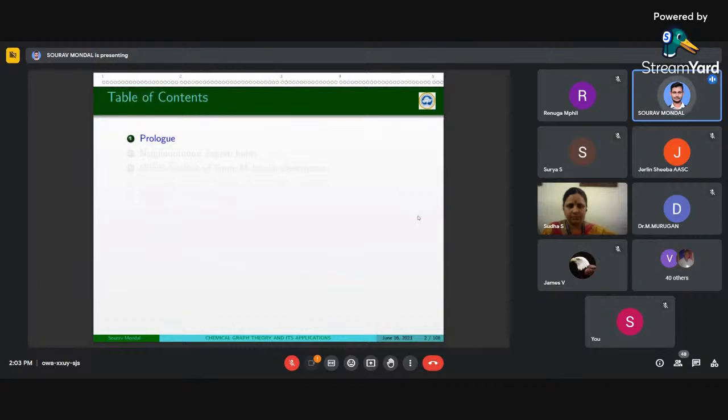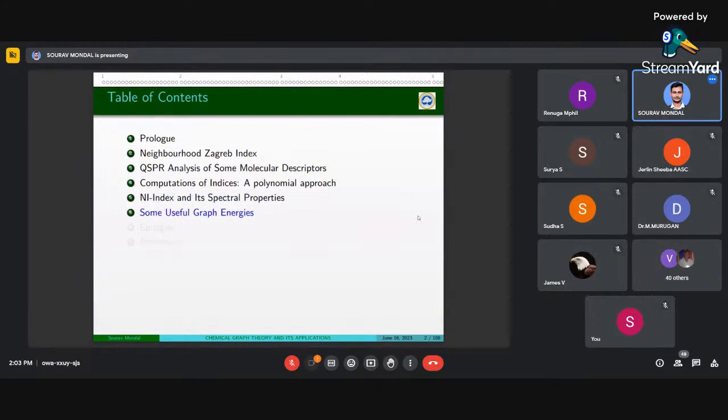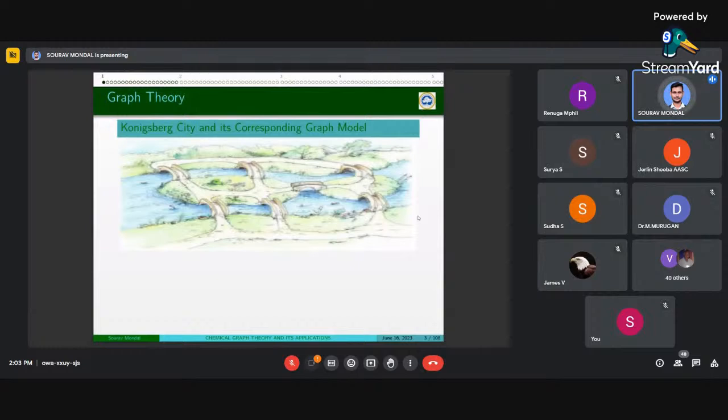This is the overview of this talk. We'll start with the history of graph theory. This is the famous Königsberg problem. This is the city of Königsberg, which was formerly in Germany. Now it is in Russia. The city is divided into 4 land areas by the Pregel River. The land masses are connected by 7 bridges.